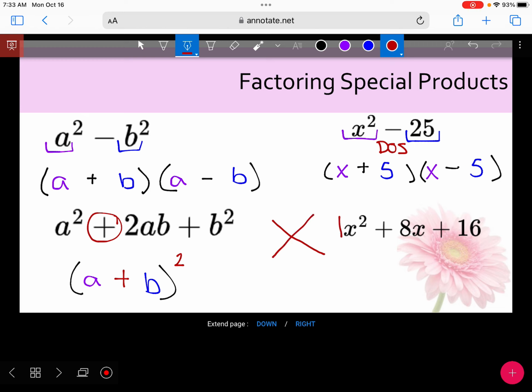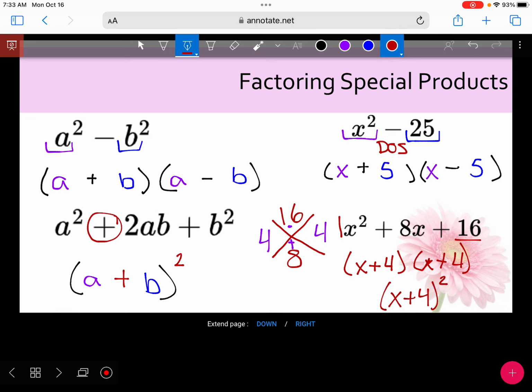A times C, my 1 times my 16 gives me 16, and adds to be my B of 8. What's a pair of numbers that multiplies to make 16 and adds to make 8? 4 and 4. So when we put those in the box and pull out our factors, what we're going to have is x plus 4 times x plus 4, also known as x plus 4 squared. I'm going to fix that x because that one looks real cray.